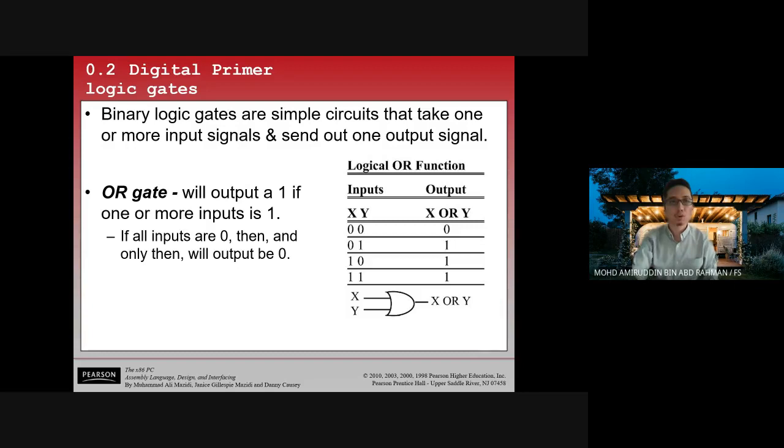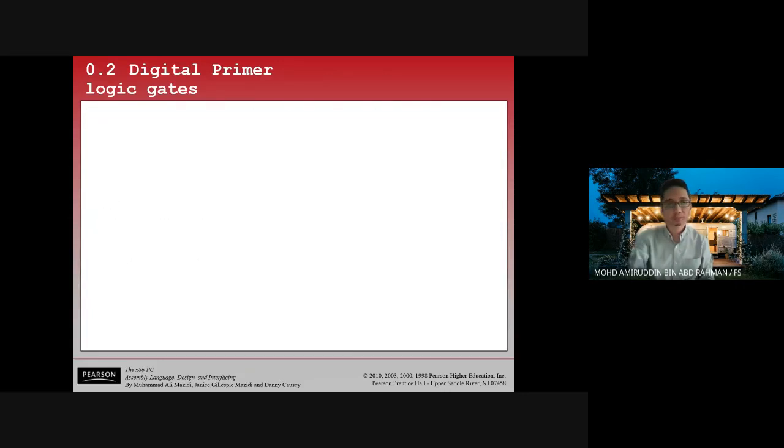For the OR gate, it is on when either one of the inputs is turned on. As long as one of the inputs or both inputs are on, then the output turns on. As you can see from this table, if either X or Y is 1, then the result will be 1.